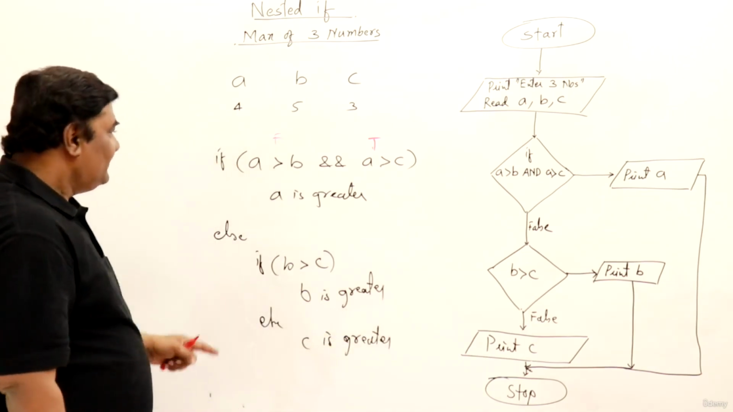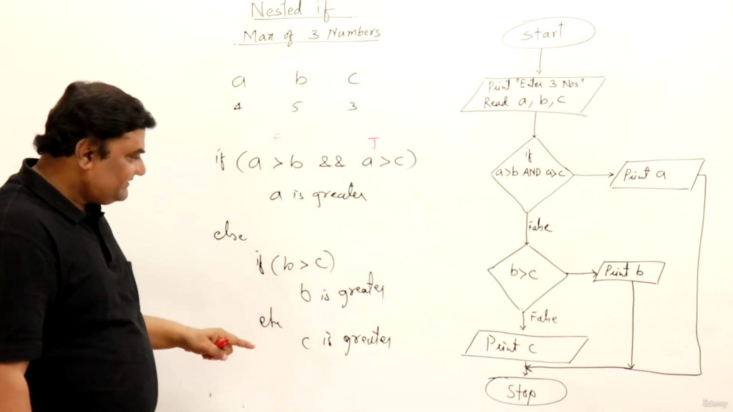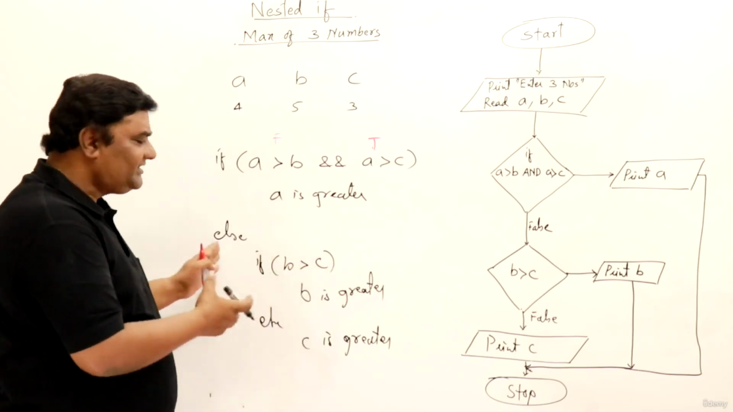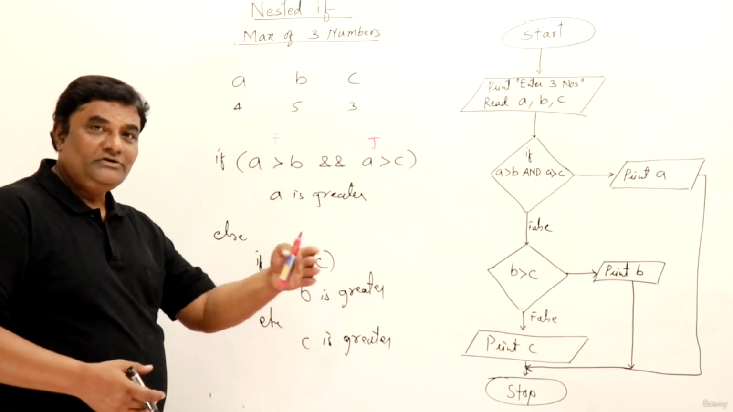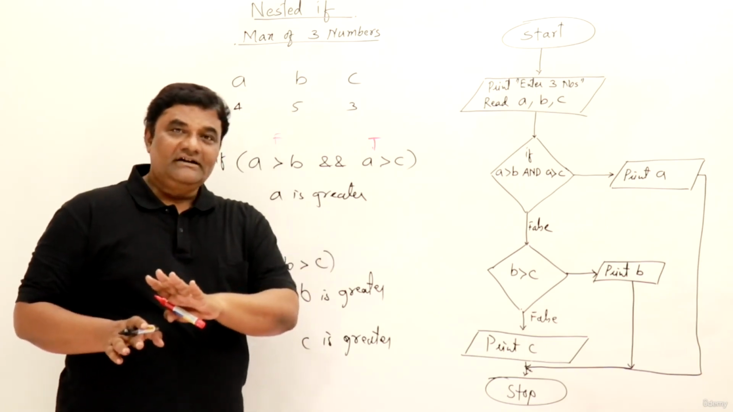It's not a program. So if A is greater than both, then A is greater. Otherwise, B or C can be greater. So if B is greater than C, we don't have to compare it with A now. Just B with C among two. One is gone, right? A is gone, right? It's not greater.